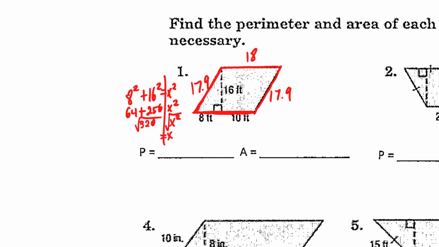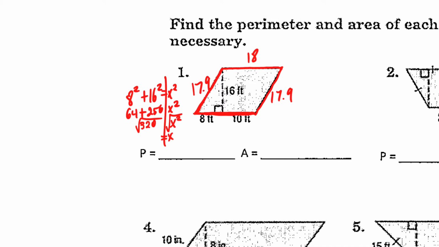Okay, so for perimeter, what am I going to add? Good. 18 plus 18 plus 17.9 plus 17.9. Just adding the 4 outside edges. And so what does that give you? Okay, good. 71.8 feet.